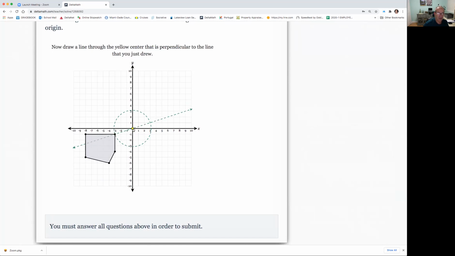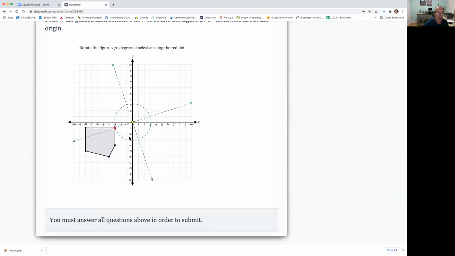Good. And now we go for the perpendicular. If this one is 3 to the left and 1 down, this one should be 3 up and 1 to the left, like this. So one more time. This line should be perpendicular to the other one. So if you do it like this, they're not perpendicular. If you do it like this, they're not perpendicular. They are perpendicular here. Okay?